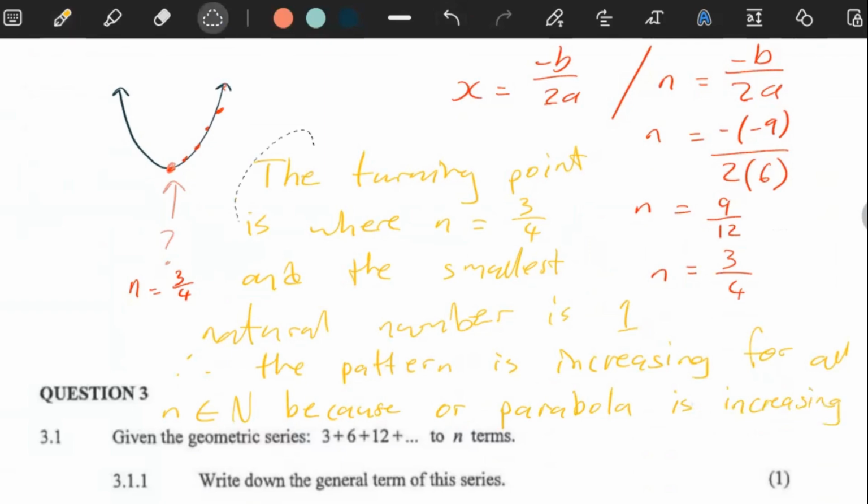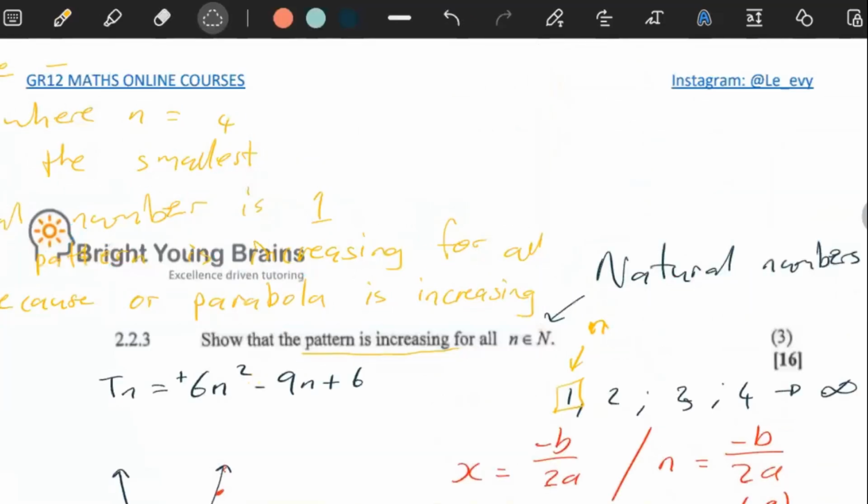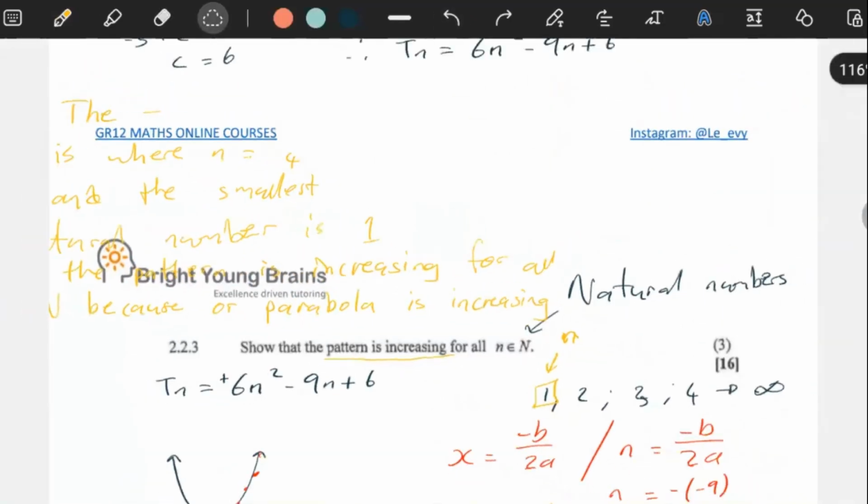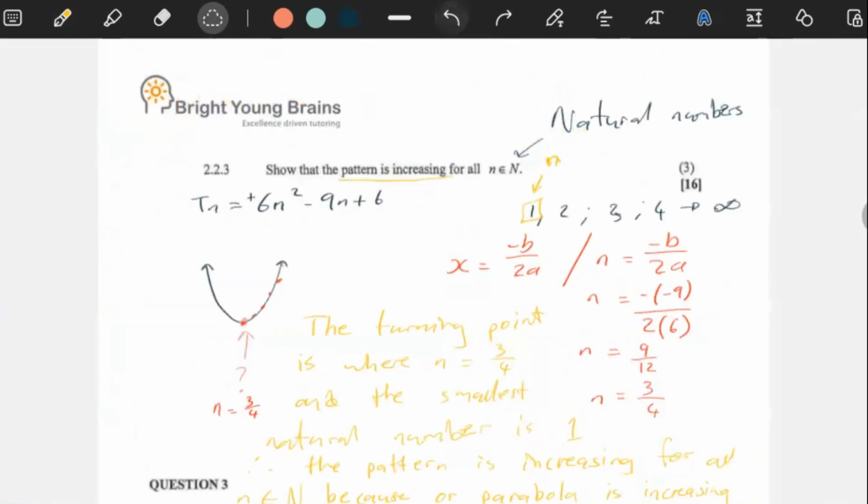You see, this is where you can take advantage of the fact that any parabola is just a quadratic equation. Or rather, any quadratic equation is just a parabola.